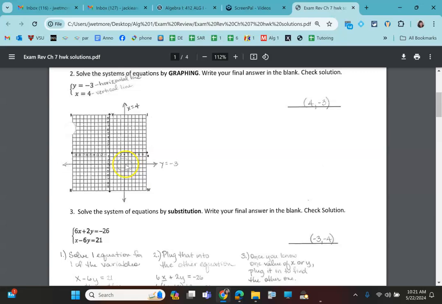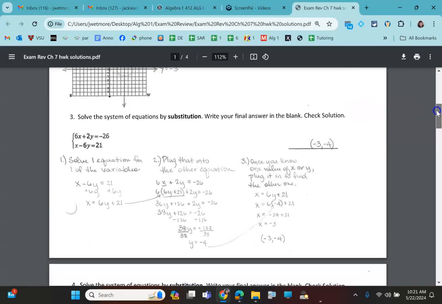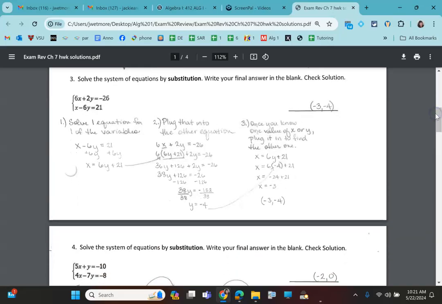So solution equals intersection. There's my one point of intersection right there. It is at (4, -3), and that would be my solution. The second method that we used for solving a system was by substitution.